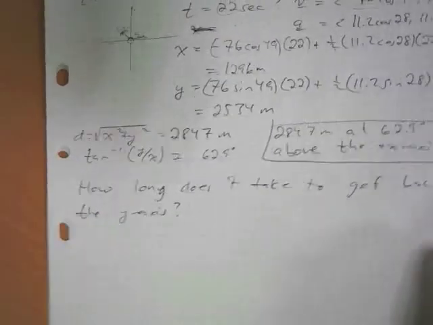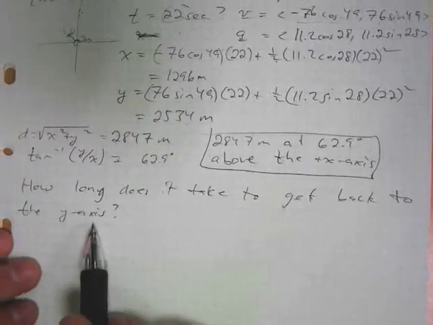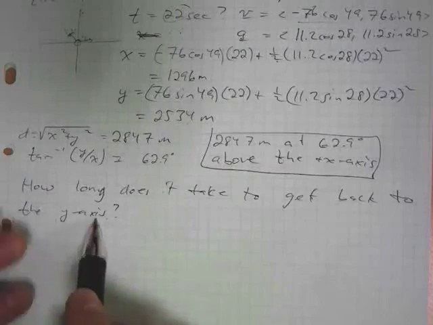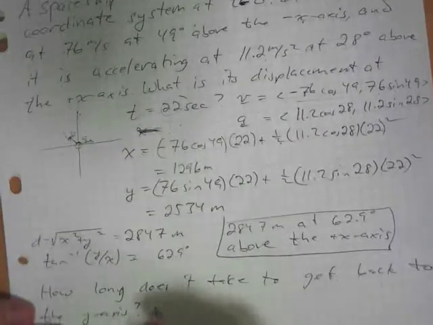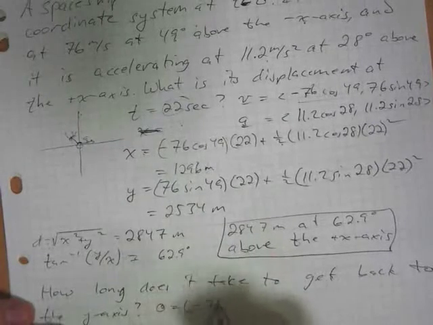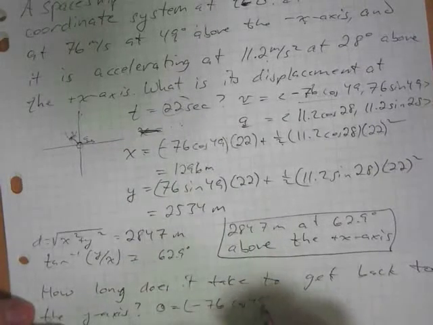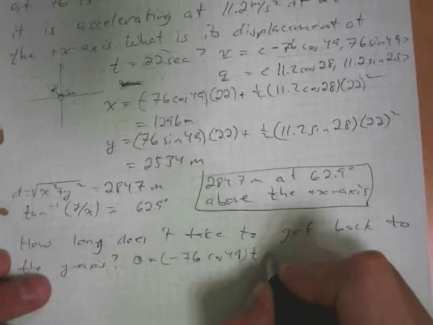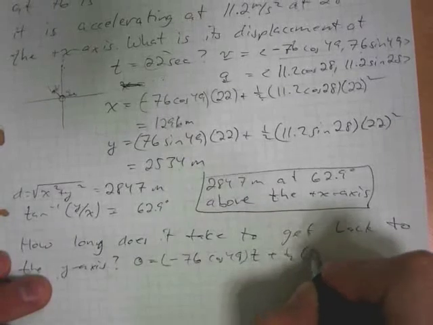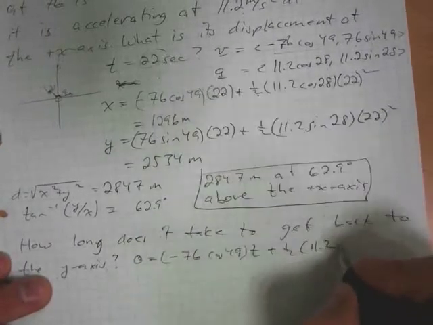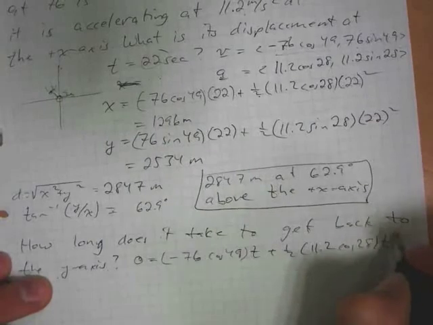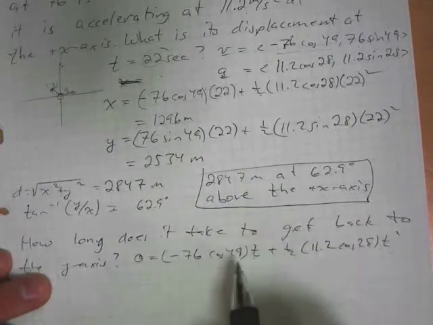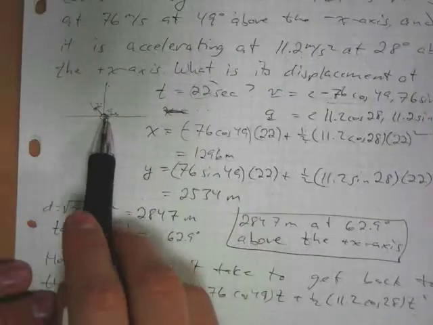All right. And this is relatively simple. What do we know about at the y-axis? Well, at the y-axis, x equals 0. So we can go back to this equation, and we plug in x equals 0, and our initial velocity is the same. Instead of 22, we put in just t plus 1/2 times 11.2 cosine 28 times t squared. So we factor out a t, then we get that t equals 0, but that's at the start of the problem, and that's not what we care about.